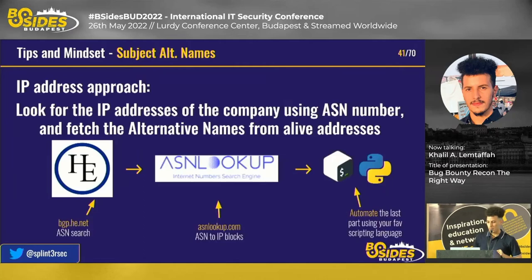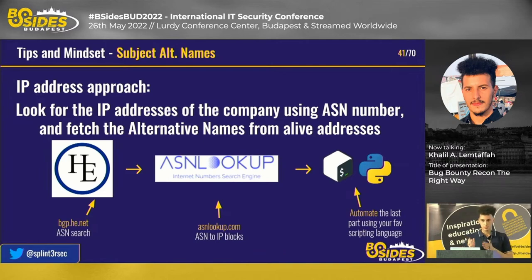And it is always recommended to use this for a very wide scope target, or a target that lets you hack on its acquisitions. Because if you find something which is in a third-party application or an out-of-scope application, they will not pay you. And you can use an IP address approach for this, using bgp.he.net, which is a search engine for ASN, or autonomous system numbers. And you just write the name of the company, for example, Tesla, and it will give you all of the ASNs that are registered for that company.